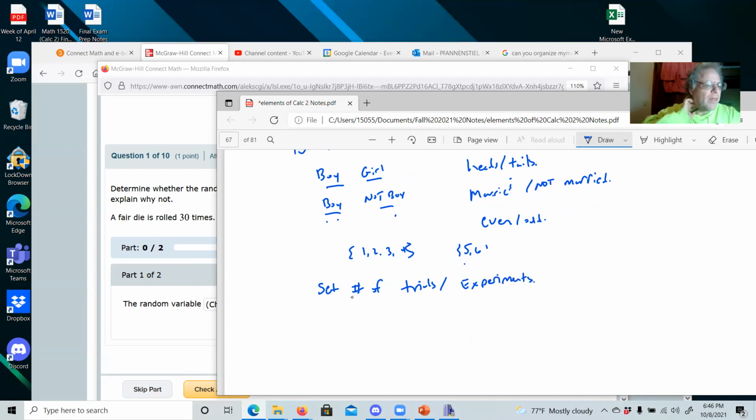That means we're going to have a family with 4 children, boy, girl. We're going to flip a coin 6 times. You're going to interview 7 people to see whether they're married or not married. You're going to roll a die 10 times. Does it come up even or odd? So it has to be a set number of times. So we have a set number of trials.